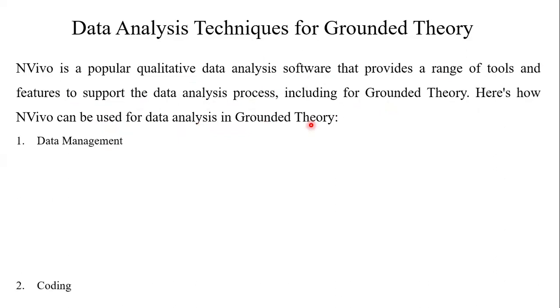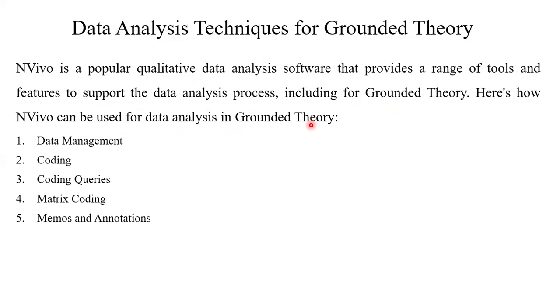The first thing is data management. The second thing is coding. The third thing is coding queries. The fourth thing is matrix coding. The fifth thing is memos and annotation. The sixth thing is visualization tools. And the seventh thing is mixed method analysis. So these are the things that you can apply as a part of the data analysis technique for grounded theory using NVIVO. I will let you know one by one about these things.